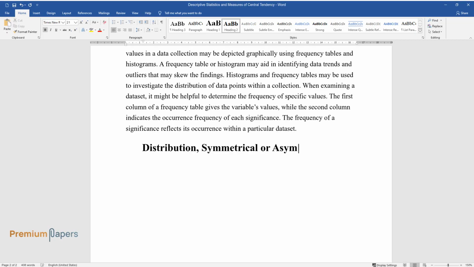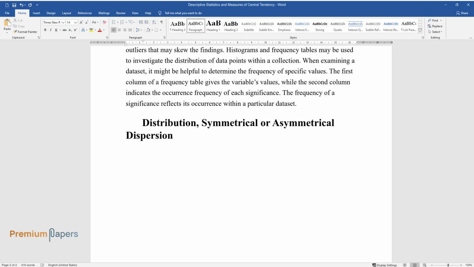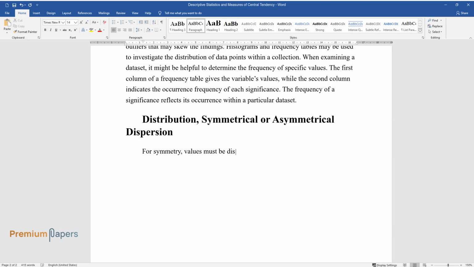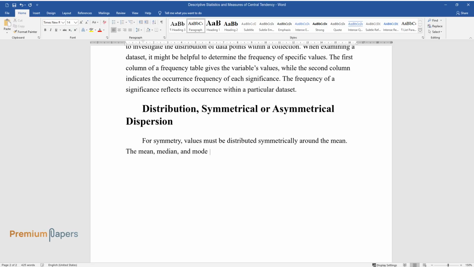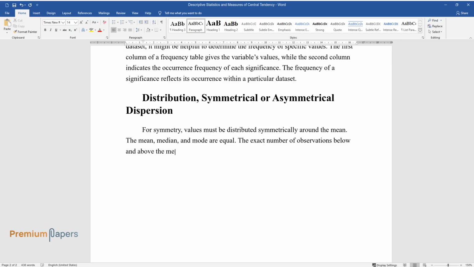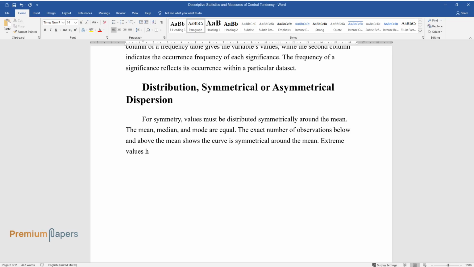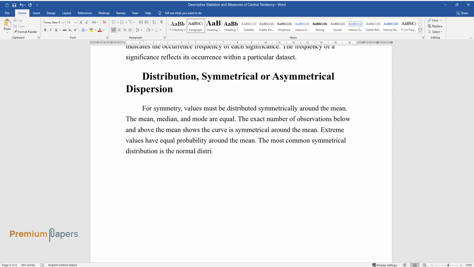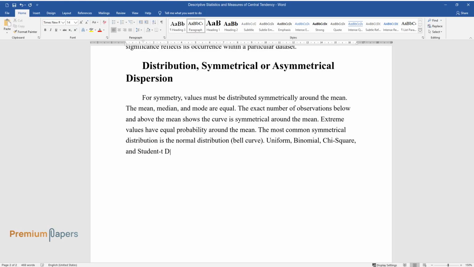Distribution, symmetrical or asymmetrical dispersion. For symmetry, values must be distributed symmetrically around the mean. The mean, median, and mode are equal. The exact number of observations below and above the mean shows the curve is symmetrical around the mean. Extreme values have equal probability around the mean. The most common symmetrical distribution is the normal distribution, the bell curve. Uniform, binomial, chi-square, and student t-distributions are also balanced.